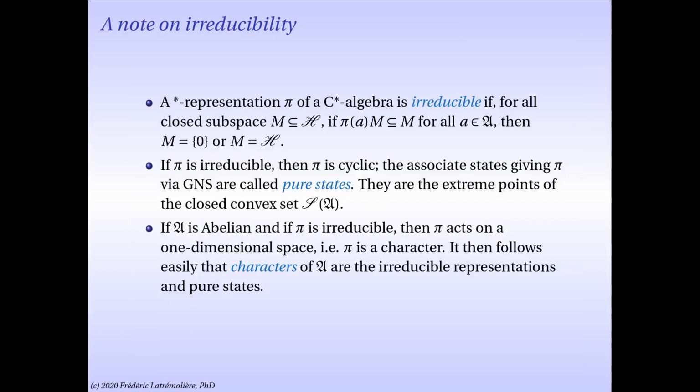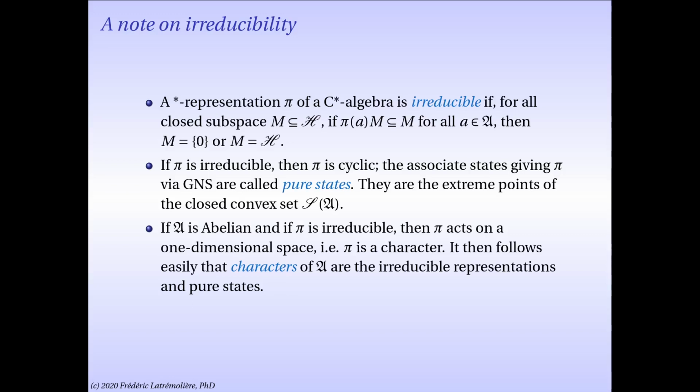I want to conclude my lecture with a note on irreducibility, because a natural question that may arise is, are those cyclic representations in some fundamental sense irreducible? Are they the smallest representation in some sense? The answer is no. The notion of a star representation being irreducible is well defined. A star representation π of a C-star algebra is irreducible if the following property holds. If you find a closed subspace M of your Hilbert space with the property that for any A in the C-star algebra, π(A)M is a subset of M, then M must be the singleton 0, or M must be the entire Hilbert space.